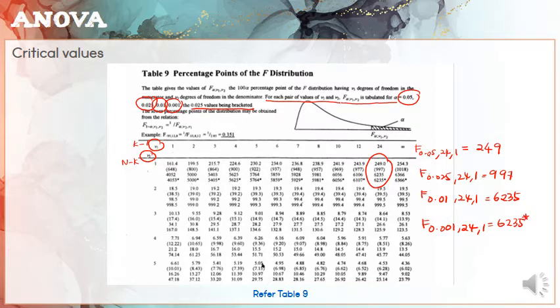So what does the star mean? The star means you have to multiply by 100. If you look at your statistical table, you go to the bottom, it tells you that numbers with an asterisk or with a star, you have to multiply by 100. So that is how you are going to read your statistical table for F-test.